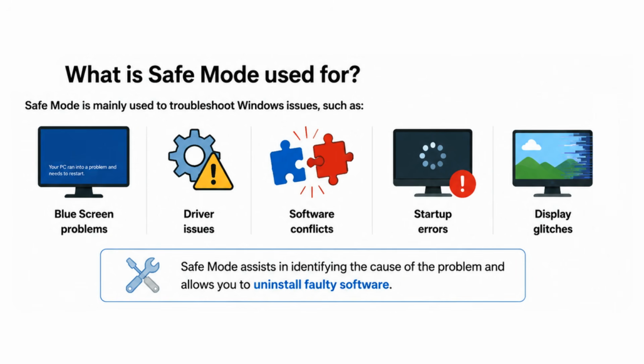What is safe mode used for? Safe mode is mainly used to troubleshoot Windows issues, such as blue screen problems, driver issues, software conflicts, startup errors, and display glitches. Safe mode assists in identifying the cause of the problem and allows you to uninstall faulty software.